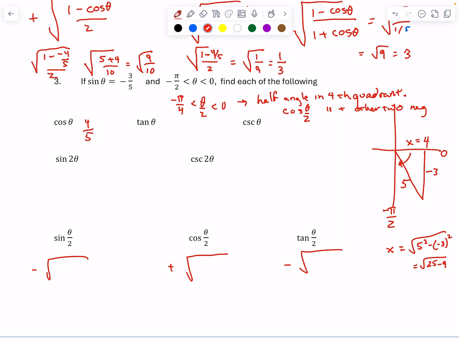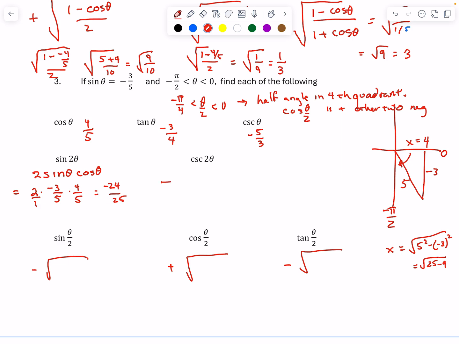Cosecant's the one that's really easy because it's just flipping the original sine. Tangent is opposite over adjacent. Okay. Sine of 2 theta is 2 sine theta cosine theta. Again, put the 2 over 1. 3, 4, 5 triangle twice. That's why we're getting the same numbers so often.